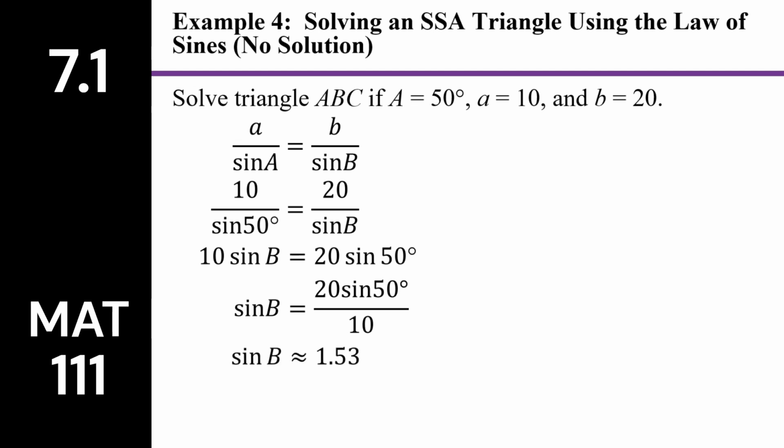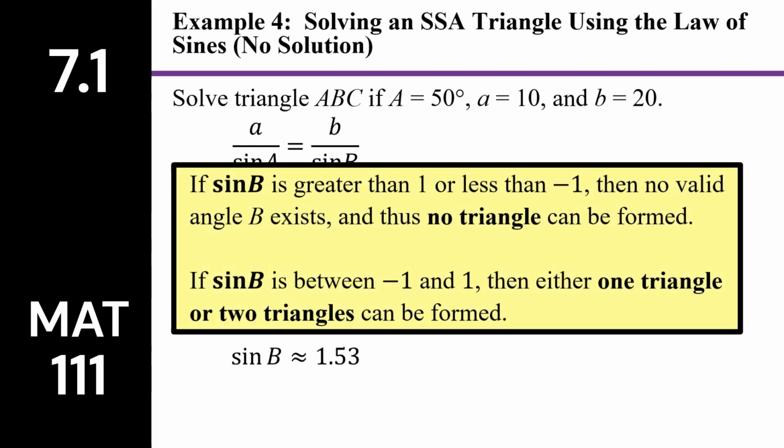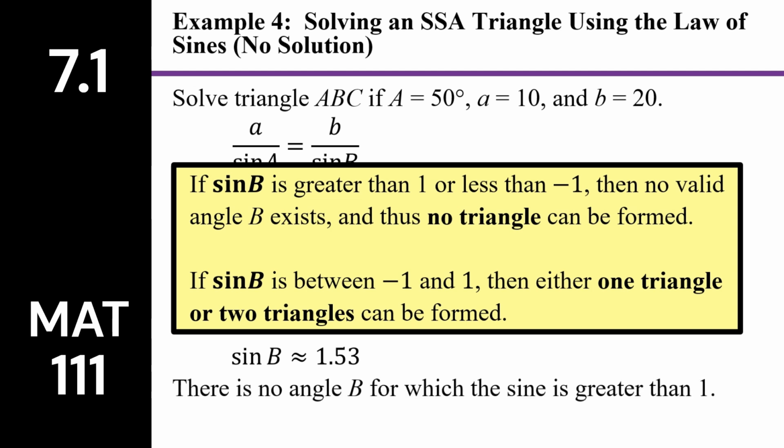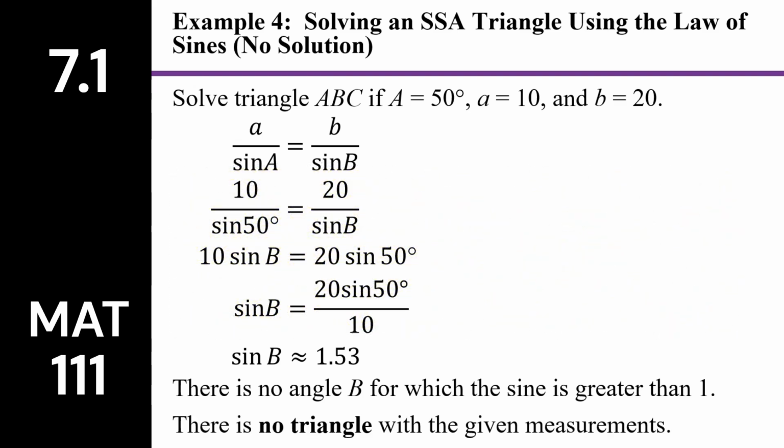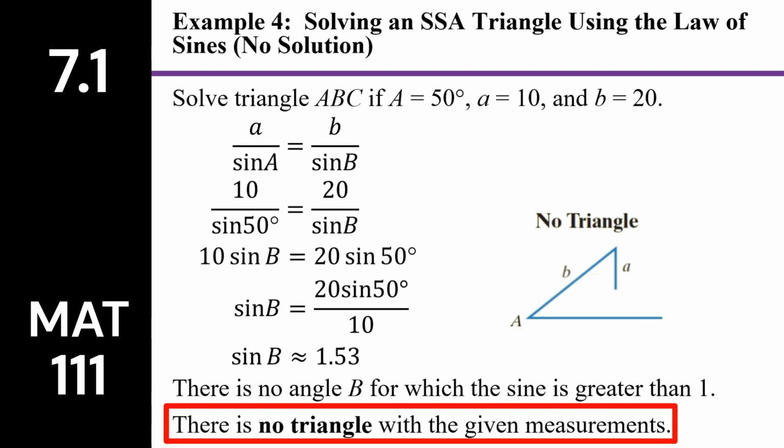We use our calculator, and at this point we notice that 1.53 is not a valid value. If the sine of B is greater than 1, then no valid angle B exists, and therefore no triangle can be formed. There is no angle B for which the sine is greater than 1, and there is no triangle with these given measurements. Here's the way it looks graphically. You're not obligated to make a sketch, but this is approximately the situation that we're in. So the answer is that there's no triangle with these measurements.